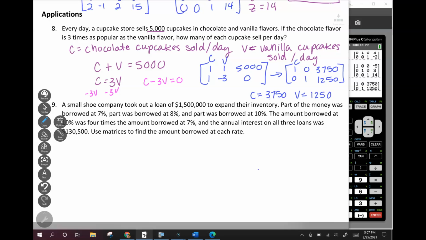You've got 3,750 chocolate and 1,250 vanilla. And I want to write that a little bit more properly because C and V were not given to us in the problem. I made those up, so I don't want to use those as part of my answer. 3750 chocolate and 1250 vanilla.